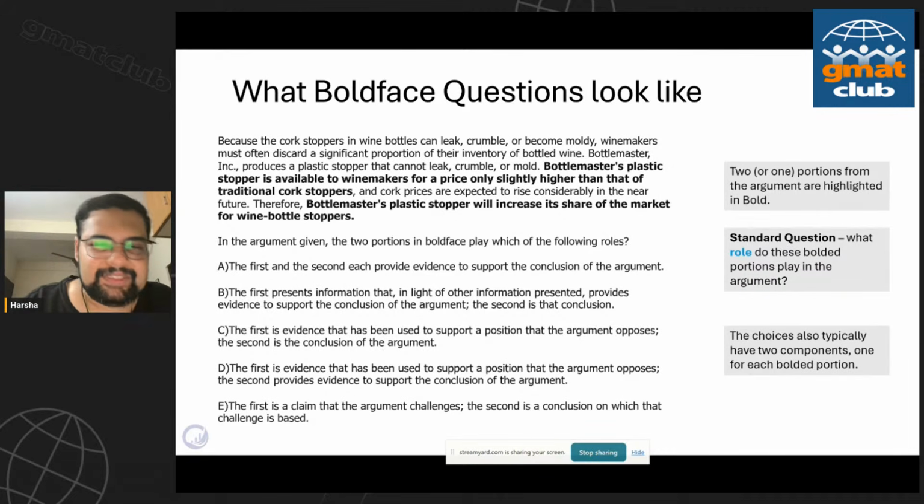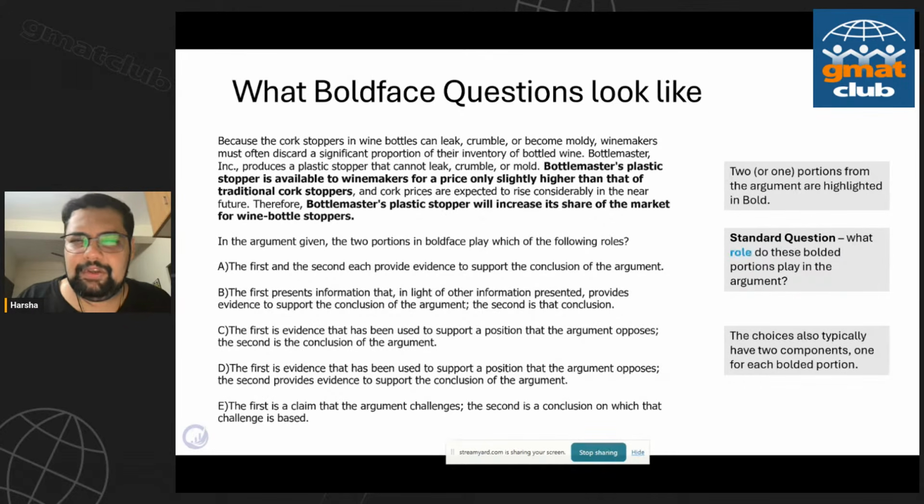Again, 95% of the time you see two bolded portions, and this could be any two bolded portions. Don't assume that whatever is in bold is necessarily important. There's nothing like that. Any portion of the argument could be bolded. We don't know anything about how important or not important that is. Just because it's bolded doesn't mean it's important.